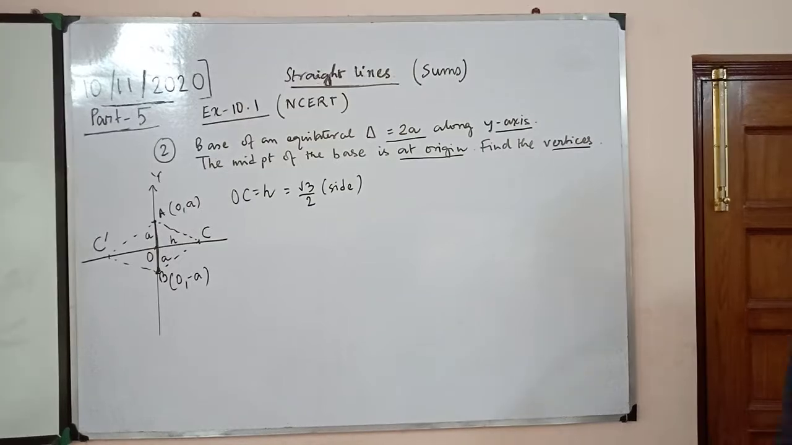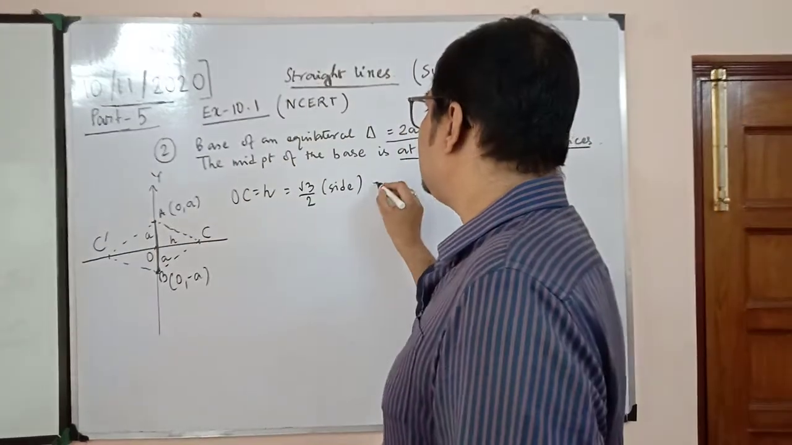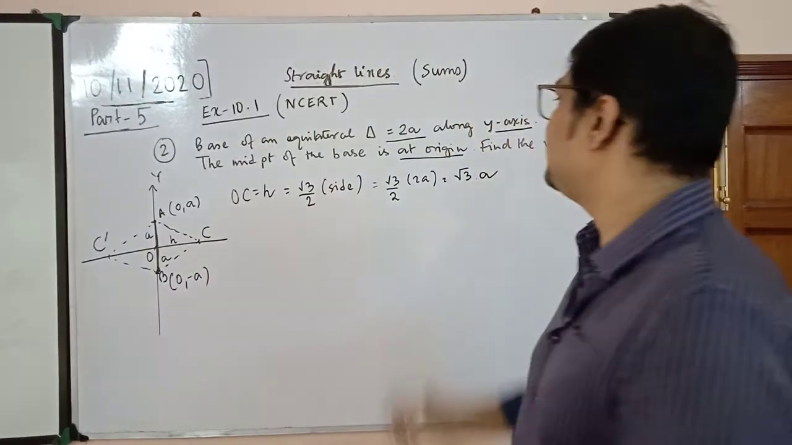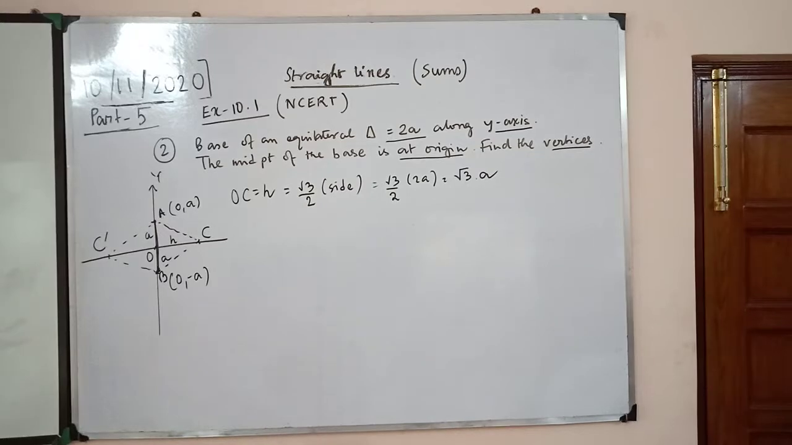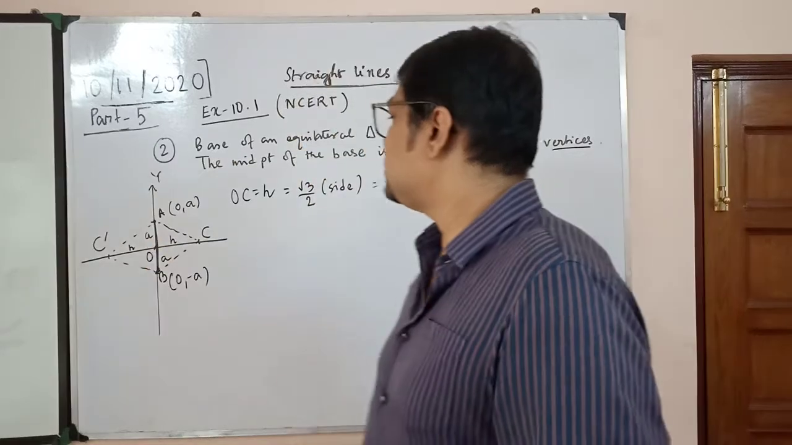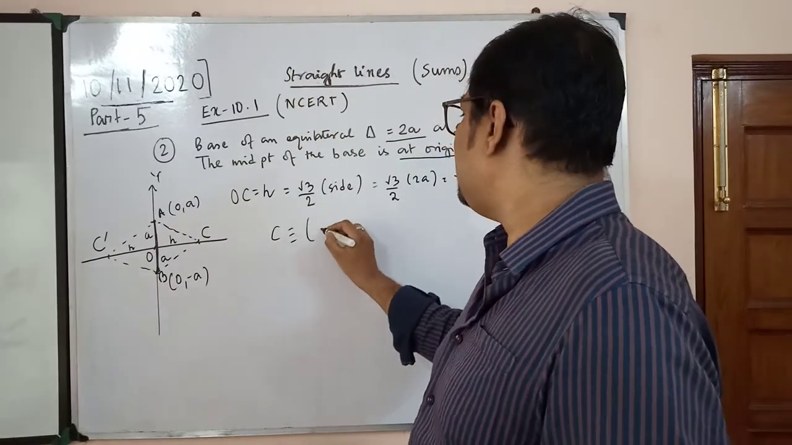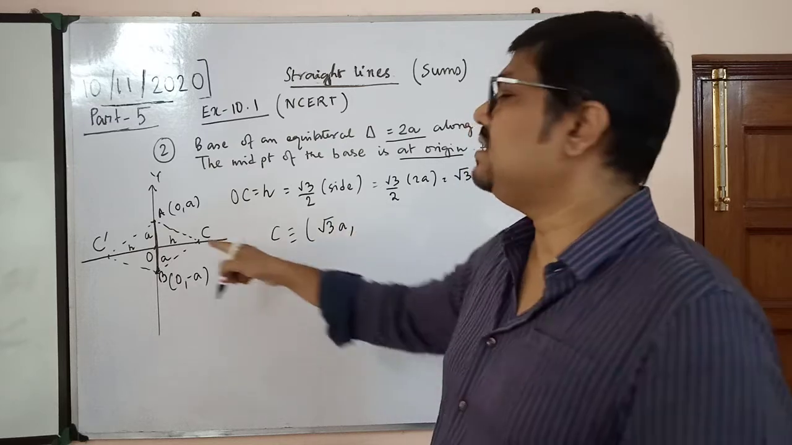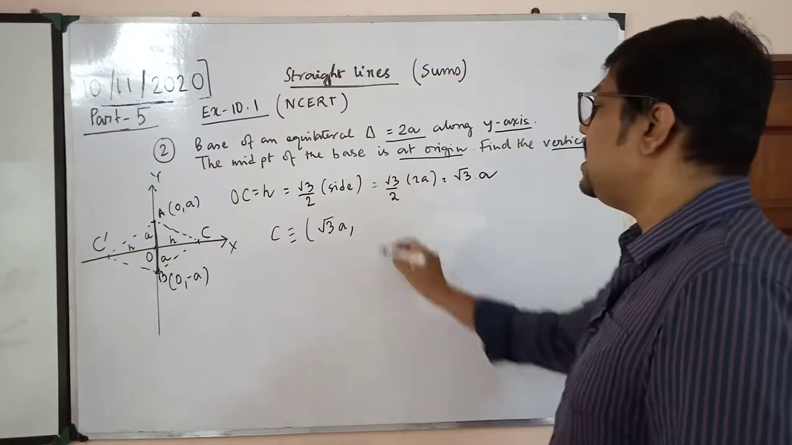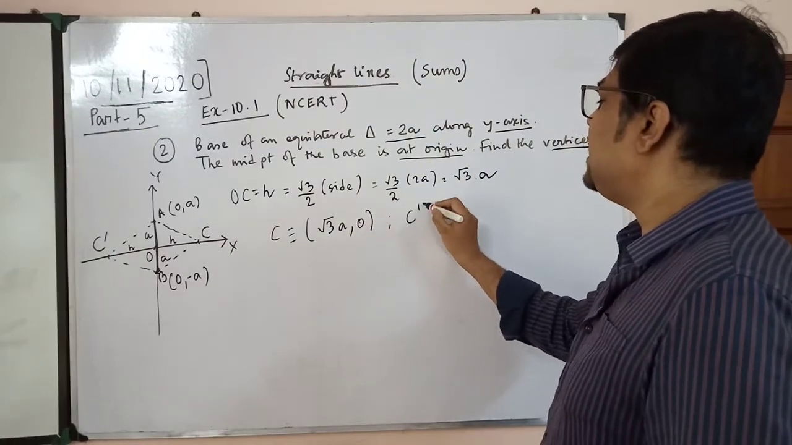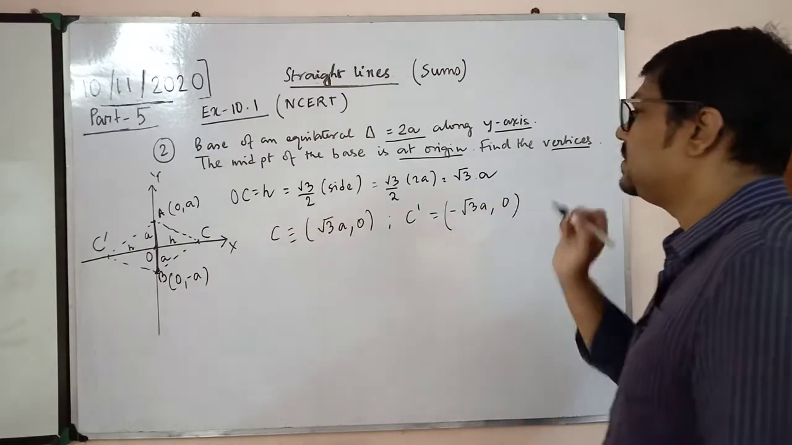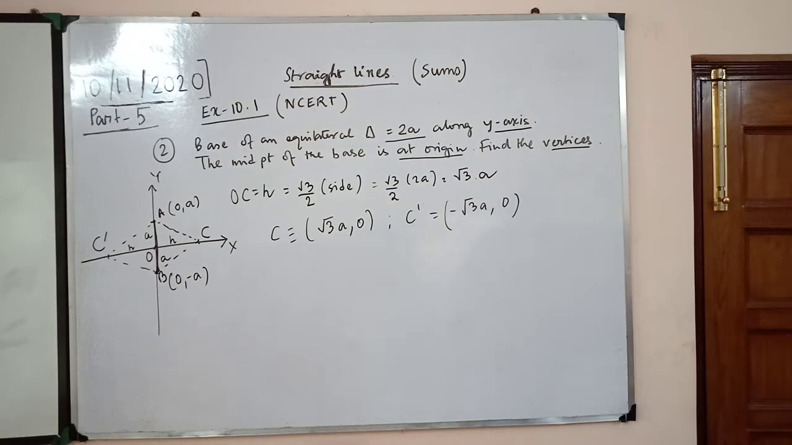Here what is the side? Side is given as 2a. So it will be root 3 by 2 into 2a, which is root 3 into a. So this is h, and obviously h will be this side and that side as well. Since C lies on the x-axis, it will be root 3a comma 0, and C dash will be minus root 3a comma 0. So this is the sum.